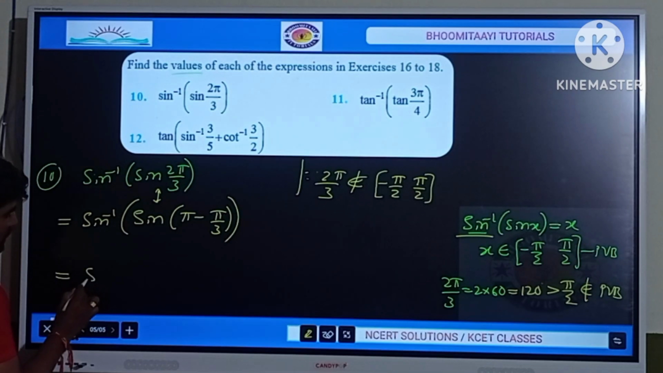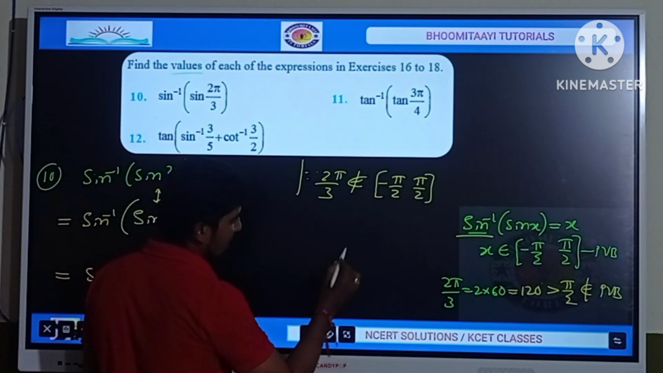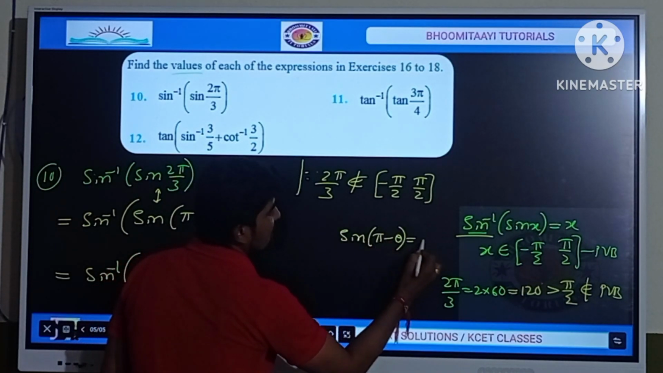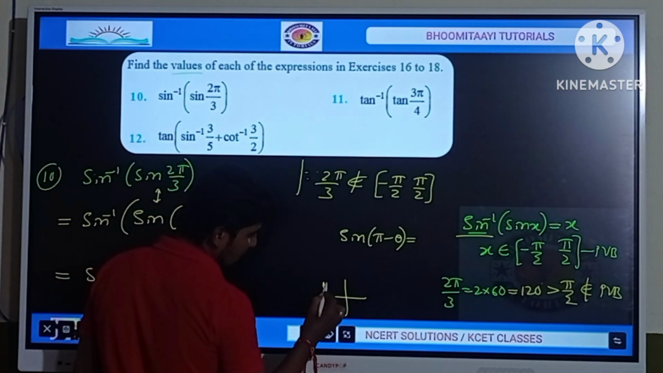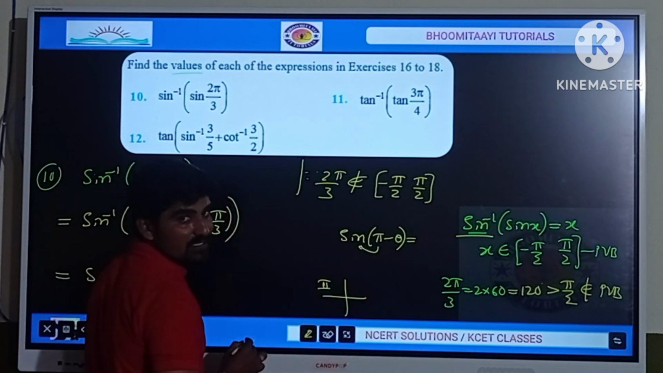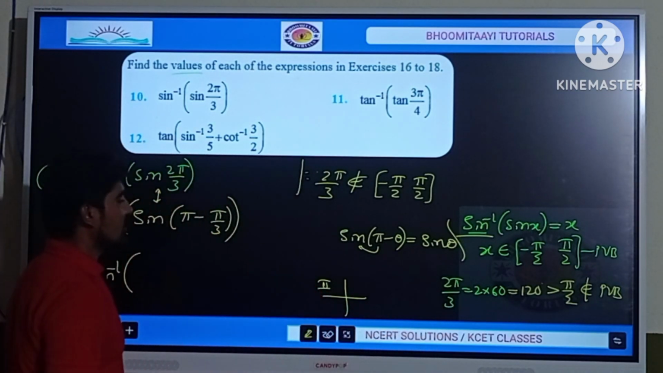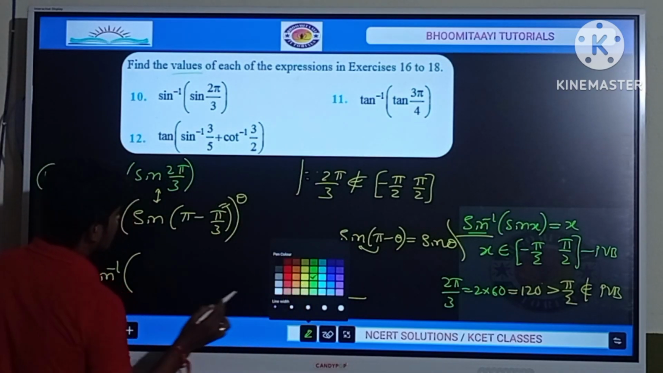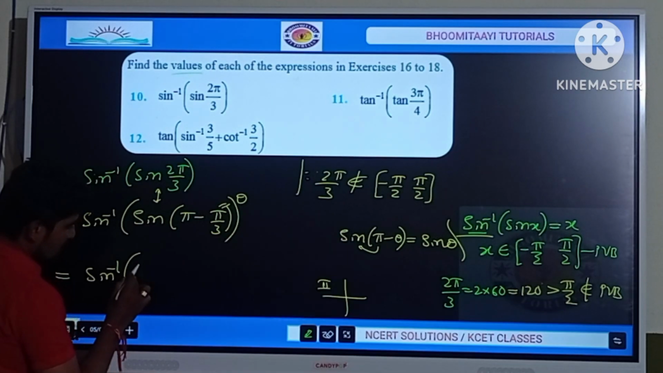Now which is equals to sin inverse of sin of pi minus pi by 3. We know that sin pi minus theta is nothing but sin 180 minus theta. So this lies in the second quadrant, and in the second quadrant sin is positive. At 180 sin remains as it is, therefore sin pi minus theta is equal to sin theta. So here what is theta? Theta means pi by 3.